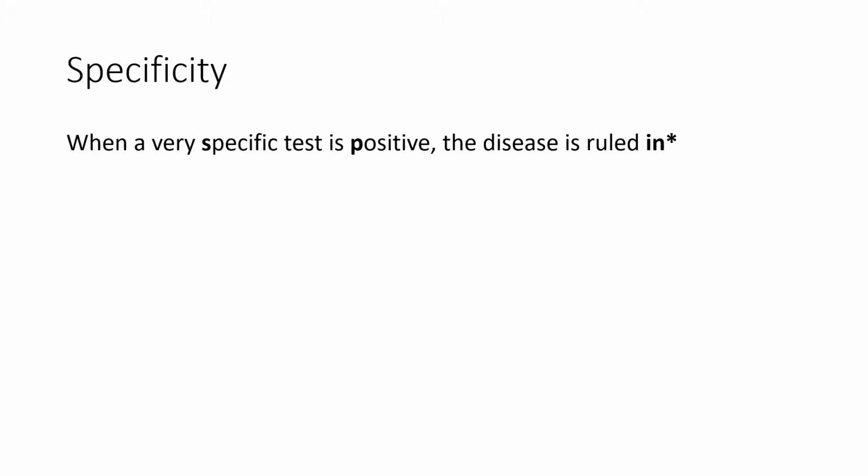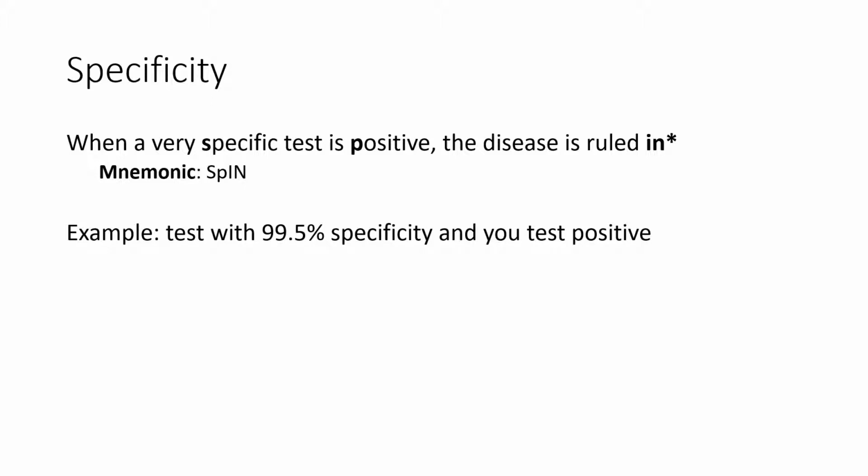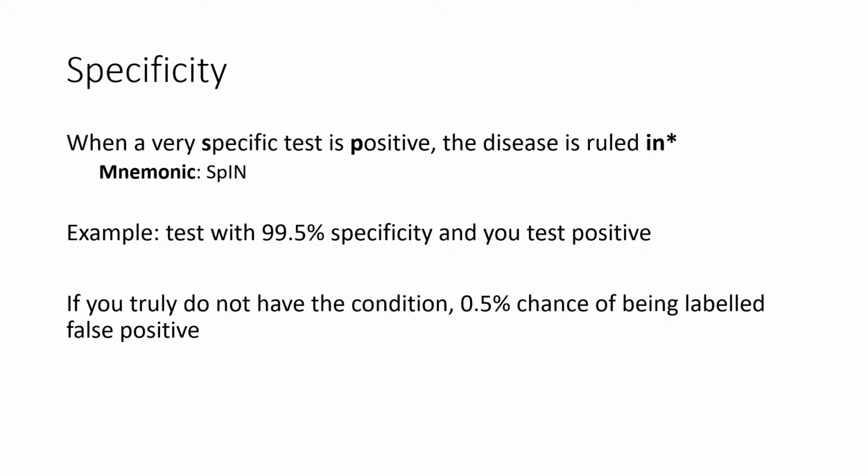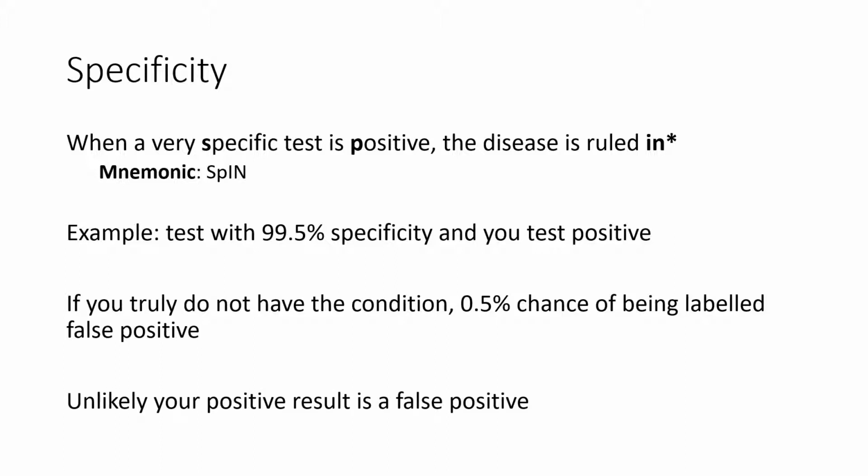So the other mnemonic you might remember from medical school is SPIN. And the phrase that goes with it is when a very specific test is positive, the disease is ruled in, which is SPIN. And why might that be? So let's say, for example, that you have a test with 99.5% specificity and you test positive. If you truly do not have the condition, there's a 0.5% chance of being labeled a false positive. So it's unlikely that a positive test result would be a false positive.